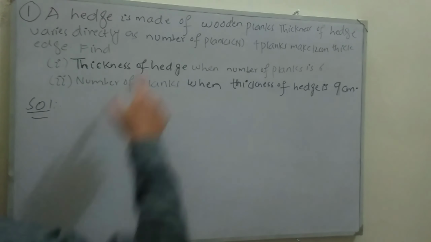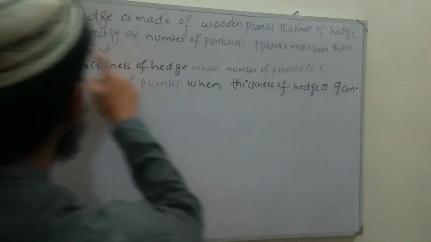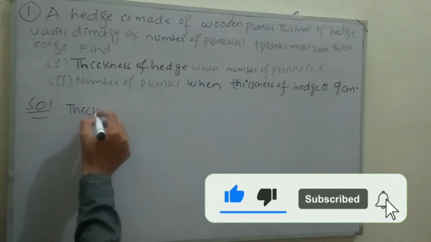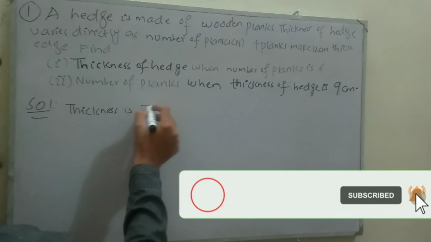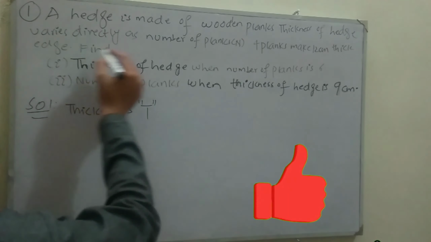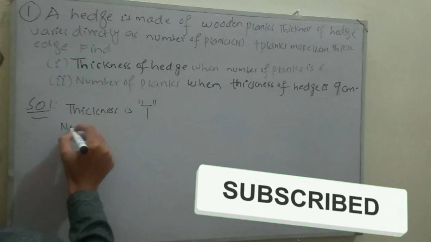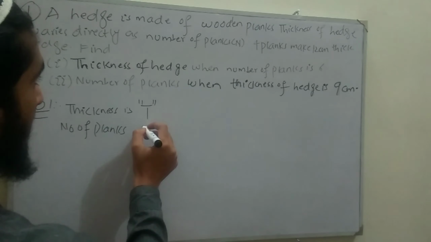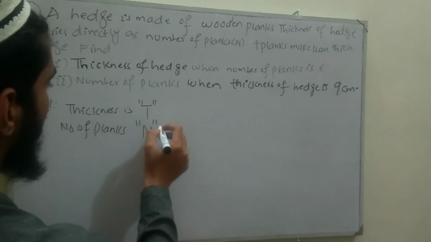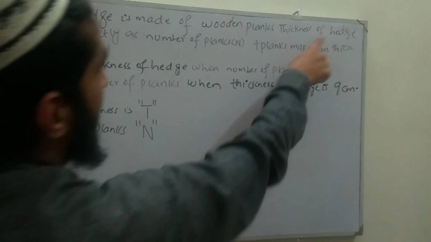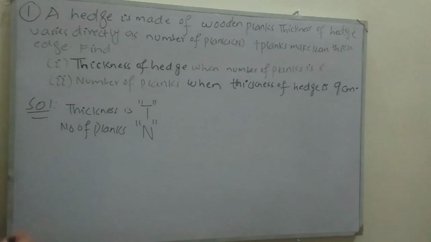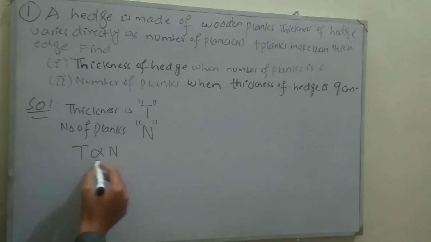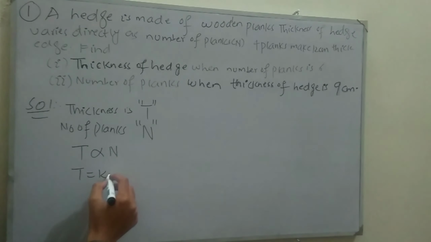In the given, they tell that a hedge is made of wooden planks. Thickness of a hedge varies directly as the number of planks n. Let the thickness be represented by T, and the number of planks be represented by n. So the thickness of a hedge, T, is directly related with the number of planks, n. Now removing the proportionality and bringing in the constant, T is equal to k n.